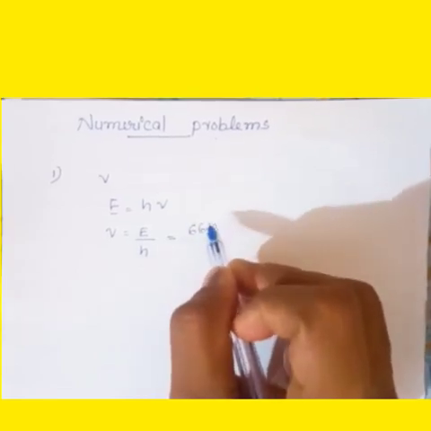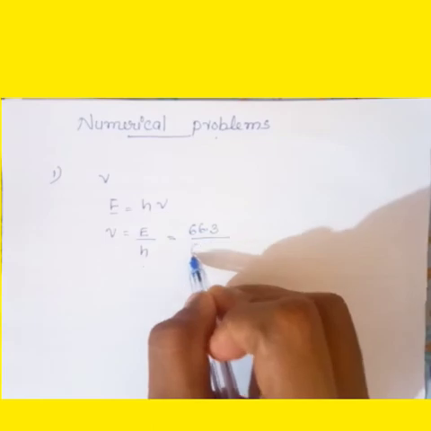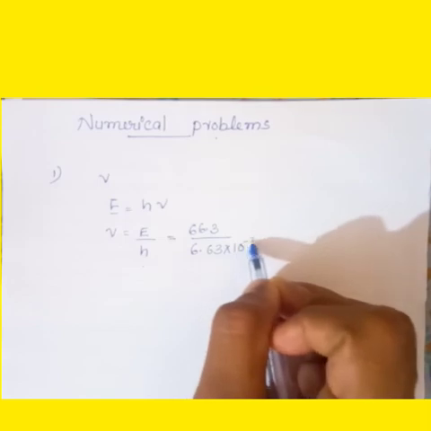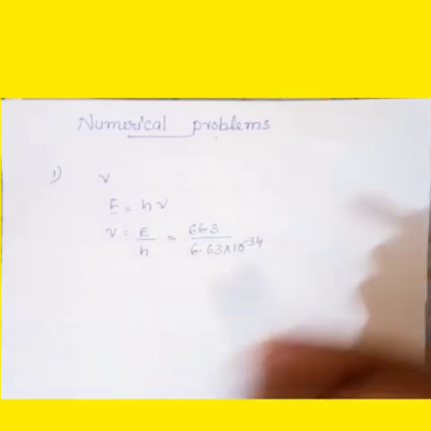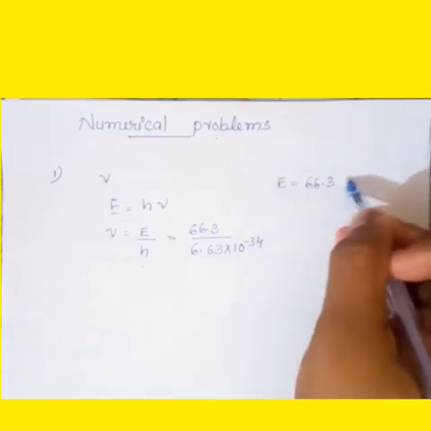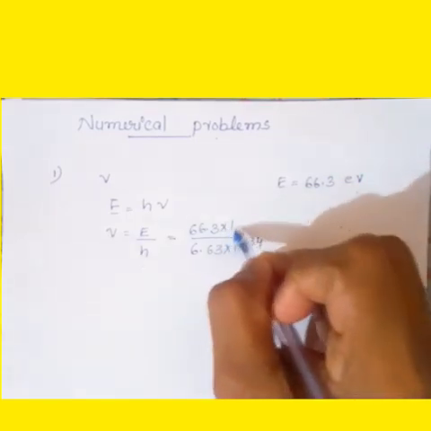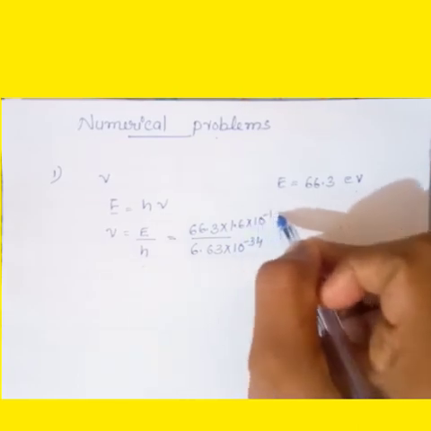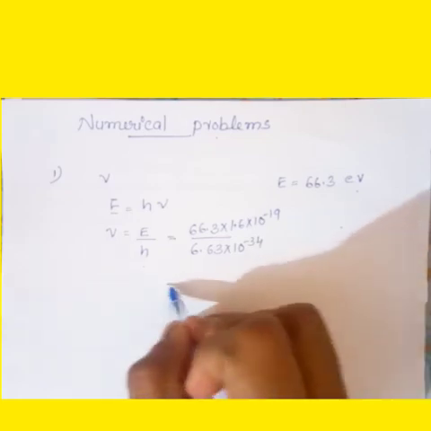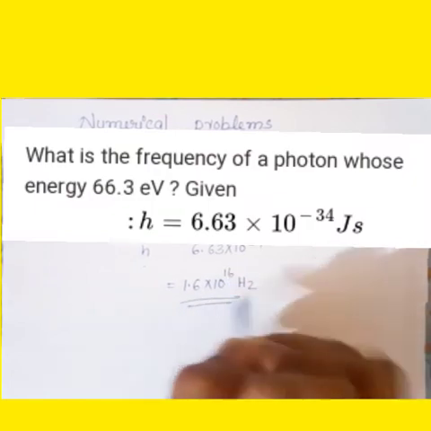divided by h. What's the value of h? Planck's constant is a constant. Its value is 6.63 into 10 raised to minus 34. Here the energy is given in electron volt, so you have to convert it into joule. You have to multiply this with 1.6 into 10 raised to minus 19. Then you solve the numerical values, which is equal to 1.6 into 10 raised to 16 hertz.